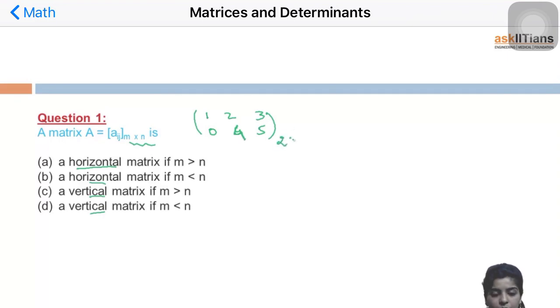So here I have 2 rows and 3 columns. This much I know. Now what else I know is this is M and this is N. So I try to find out the relation for horizontal matrix. In case of horizontal, I am getting N should be greater than M, right? So this option says horizontal matrix if N is greater than M. So this is correct. Now just remember, you must ponder on each and every option as well if it is a multiple correct question. So now I see a vertical matrix.